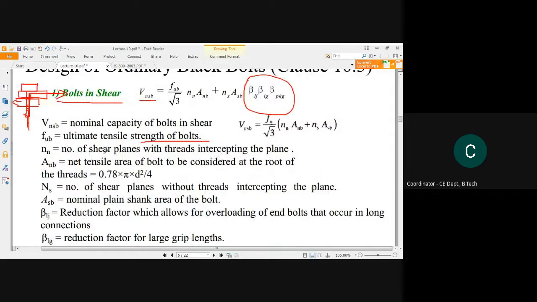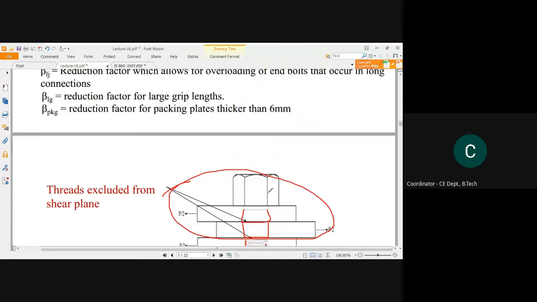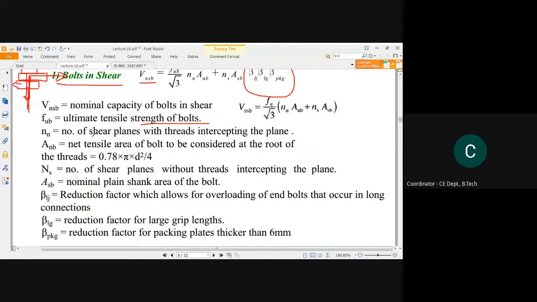So we need to observe that. Here it is given number of shear planes with threads intersecting. The thread part is this part, where the nut can be adjusted. So how many threaded parts are lying in between the shear planes, that will be designated as NN. It may be one plane, two planes, or three planes. It will depend upon the number of plates we tend to connect, right? So that will be designated as NN.